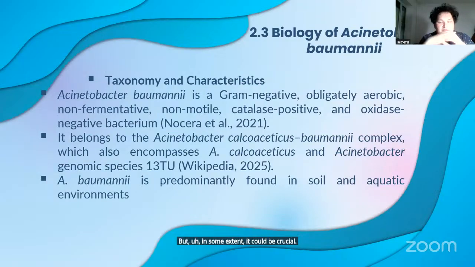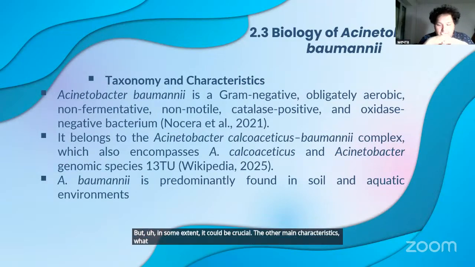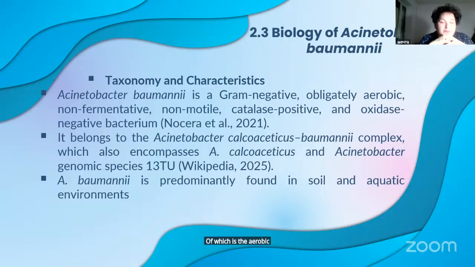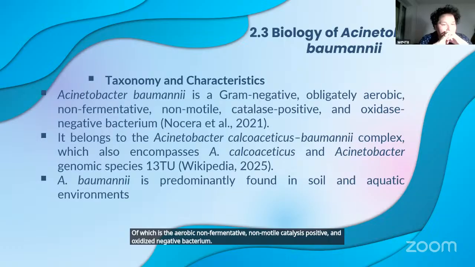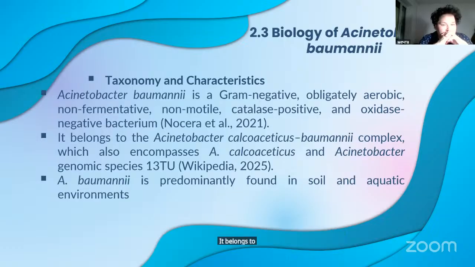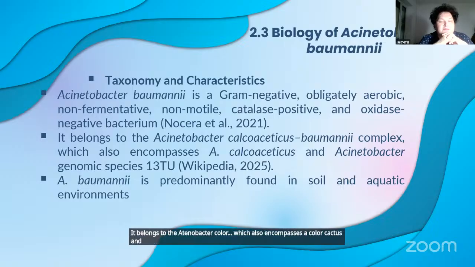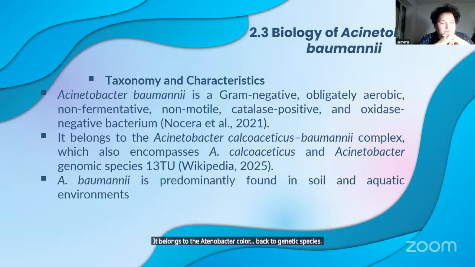Taxonomy and characteristics. What actually is our guest? He is Acinetobacter baumannii, a gram-negative, obligate aerobic, non-fermentative, non-motile, catalase-positive, and oxidase-negative bacterium. It belongs to the Acinetobacter calcoaceticus-baumannii complex, which also encompasses A. calcoaceticus and Acinetobacter genomic species 13TU. This bacterium is predominantly found in soil and aquatic environments.